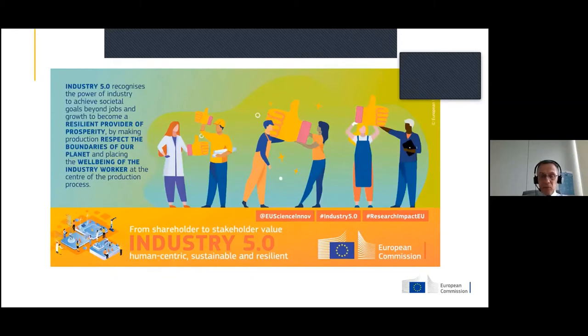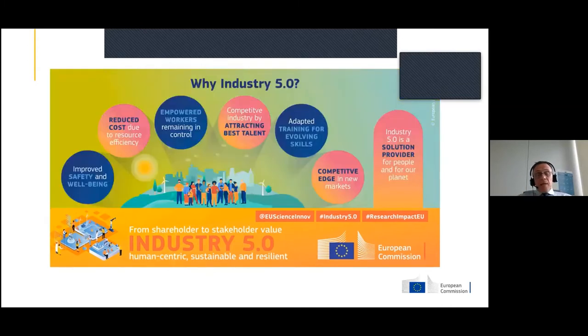The really important point here is we see Industry 5.0 as an indispensable part of this transformation. So we need industry to proceed towards a more sustainable future. So Industry 5.0 recognizes that the industry is a major provider of solutions for society and a resilient provider of prosperity, while respecting the boundaries of our planet.